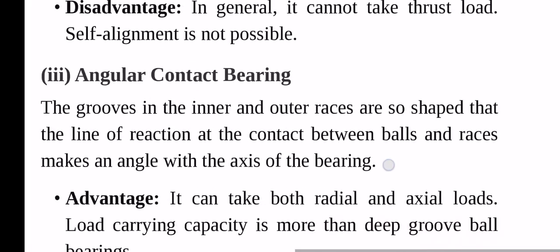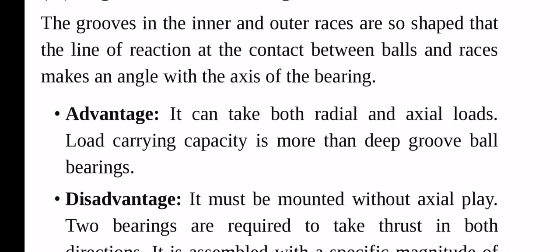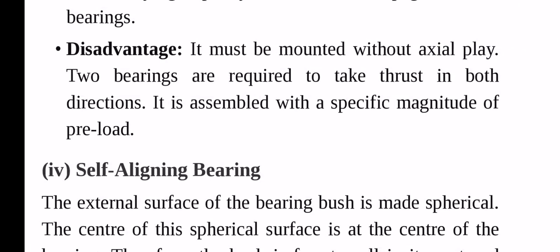Angular contact bearing. The grooves in the inner and outer races are so shaped that the line of reaction at the contact between balls and races makes an angle with the axis of the bearing. Advantage: it can take both radial and axial loads. Load carrying capacity is more than deep groove ball bearing. Disadvantage: it must be mounted without axial play. Two bearings are required to take the thrust in both directions. It is assembled with a specific magnitude of preload.